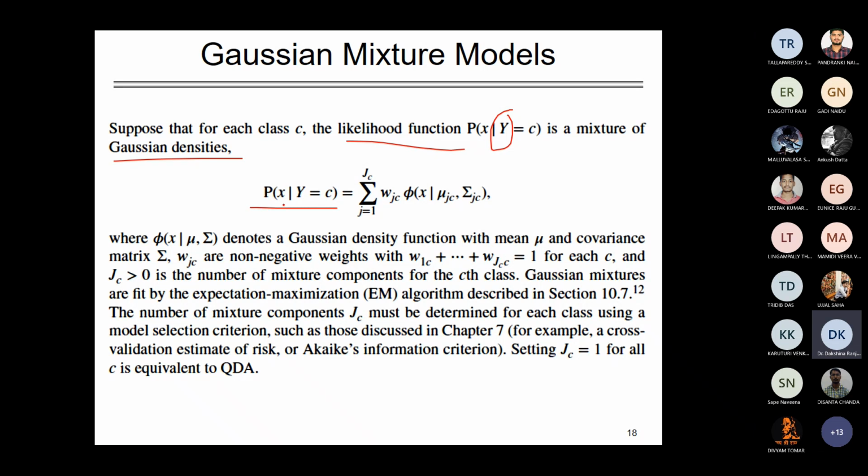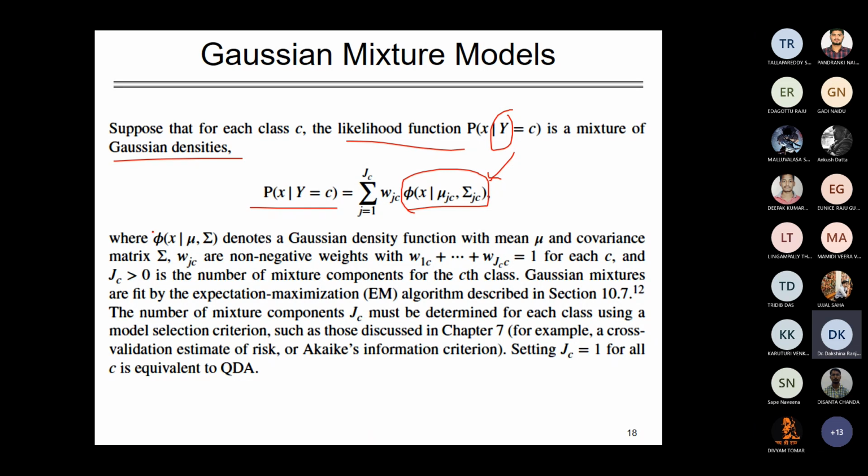So we can write probability of x given y equals C. This is given by summation over WJC, which is multiplied by phi of x given mu JC comma sigma JC. So what we get? This part represents the normal distribution. That means we get the probability function in terms of mean and covariance matrix sigma, and this is multiplied with the non-negative weights WJC.